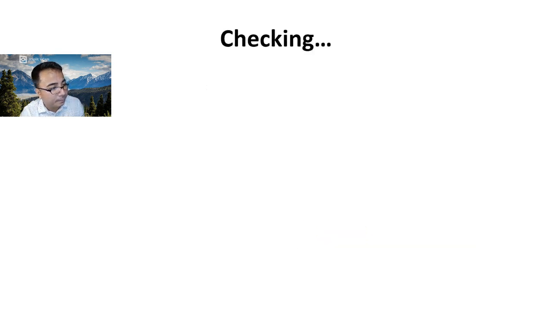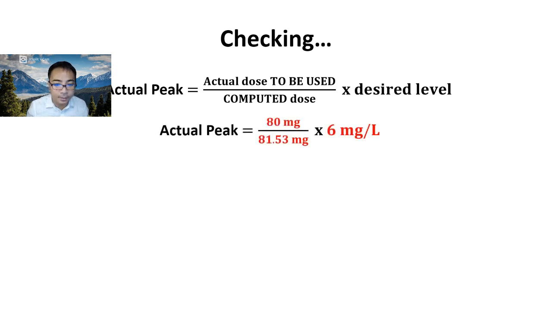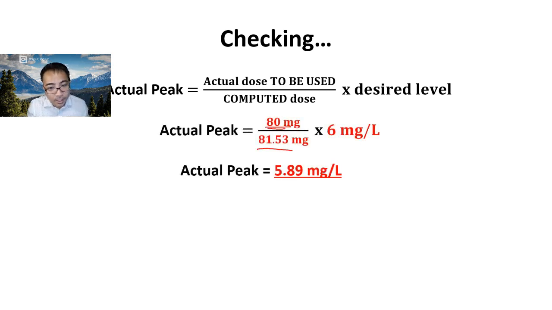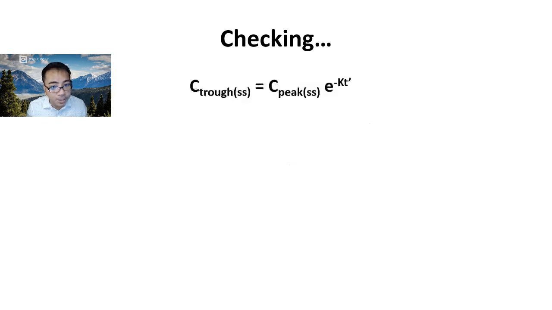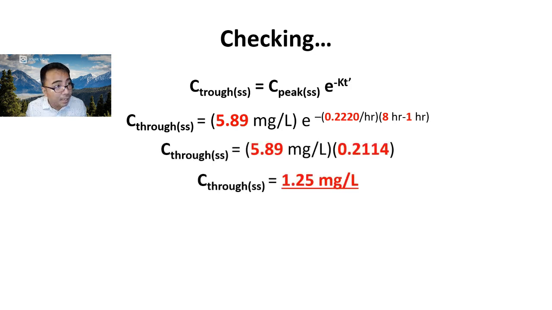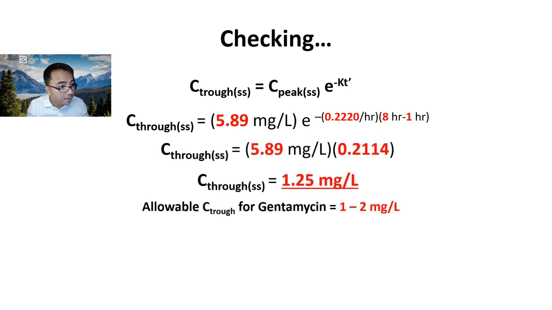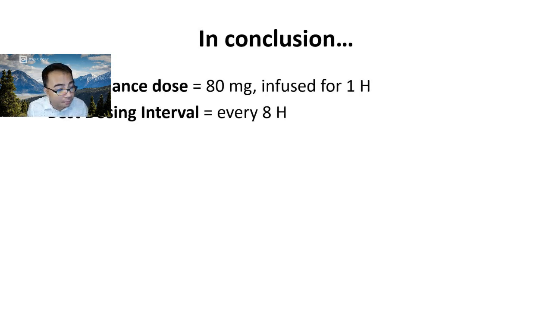Right? So check natin the actual peak. If 80 milligrams ang gagamitin natin instead of 81.53, ang lalabas is 5.89, estimate more or less. Still pasok naman siya sa 4 to 10. Then for the trough concentration, again substitute everything. Lalabas is 1.25, so still pasok pa rin naman. In conclusion, the maintenance dose should be 80 milligrams every 8 hours.